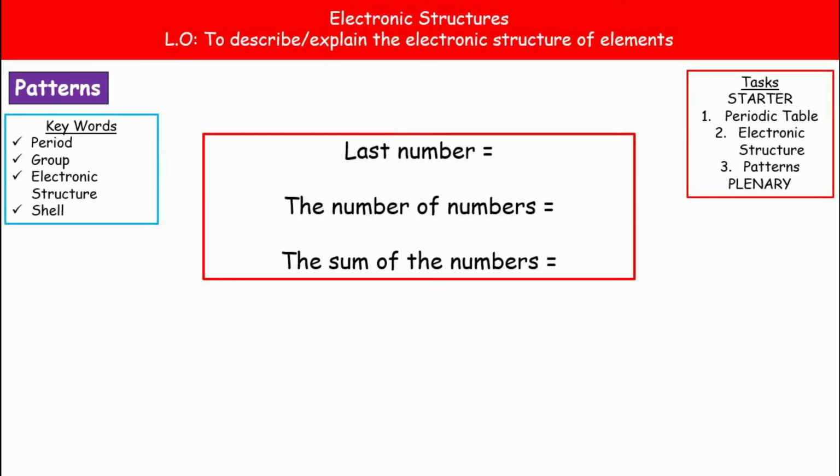So based on those patterns, see if you can fill out what each of these 3 things represent. The last number in the electronic structure, the number of numbers, so how many numbers there are, see if you can spot a pattern for that one, and the sum of those numbers. So if we add those numbers in the electronic structure together, what do we get? I'm going to give you just a minute to have a go at this.